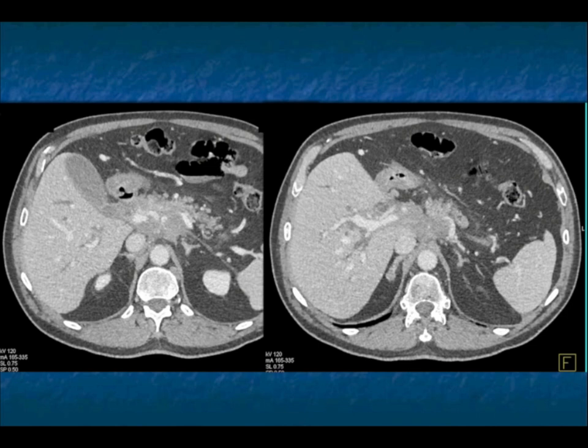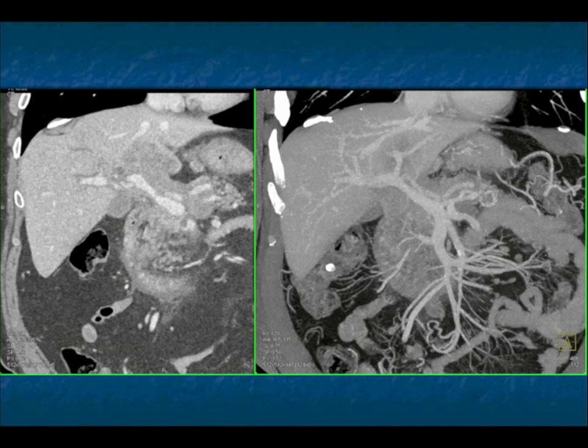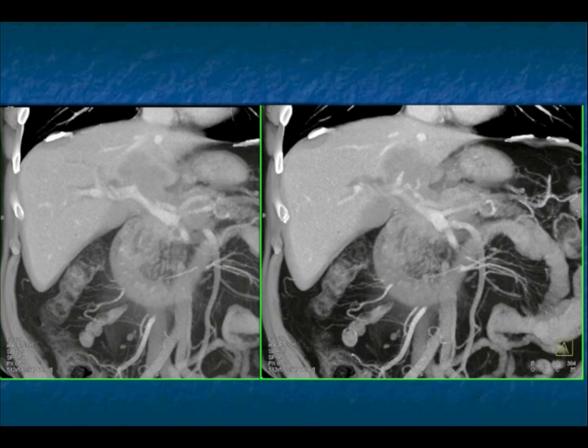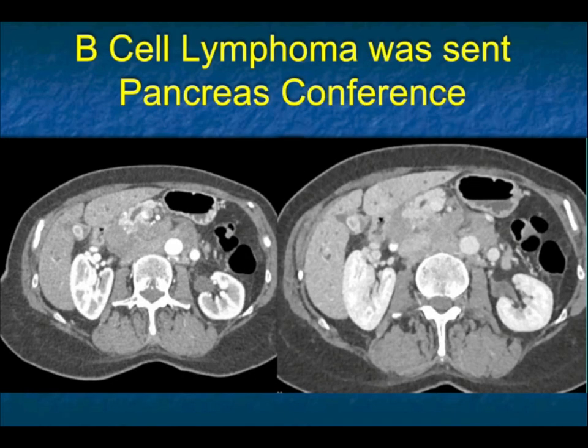So you've got to be thinking about those possibilities. Biopsy is critical. In a case like this, you have a biopsy, it's lymphoma, the patient gets chemotherapy, the patient does not get a Whipple's procedure. So you need to do the right thing for the patient. Here, nicely, the tumor infiltration and the portal vein encasement.